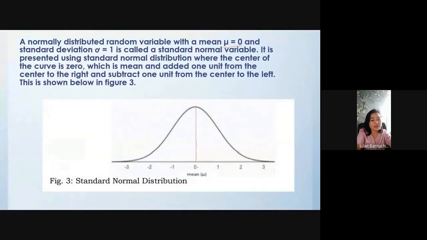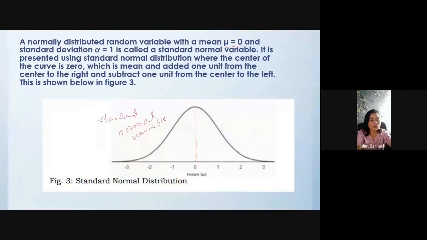Pag papunta sa left, syempre, we know that in a number line, all values at the left of 0 are negative. So, we will subtract 1, it is negative 1. And then, another negative 1, it will be negative 2. And then, another negative 1 is negative 3. So, kaya meron tayong 0, 1, 2, 3, 0, negative 1, 2, 3. And this is the normal curve or standard.